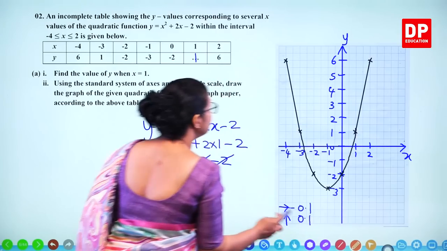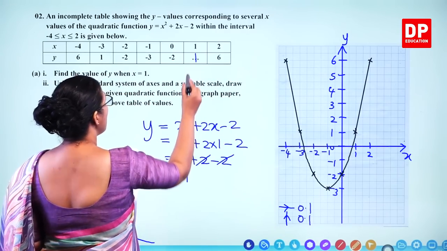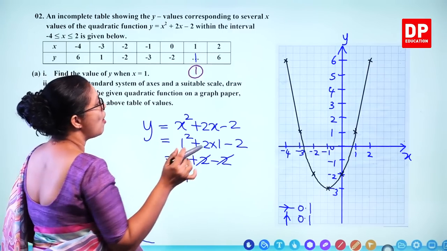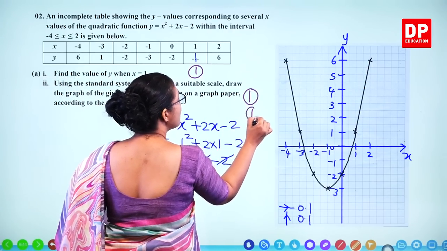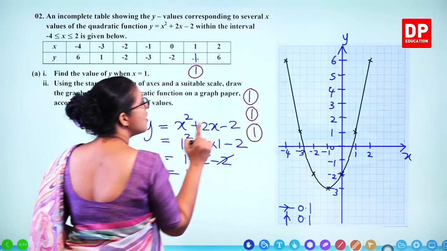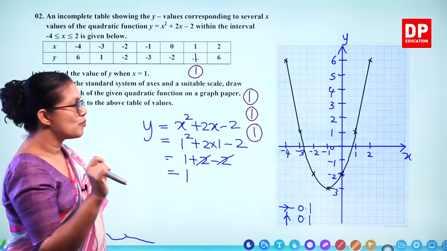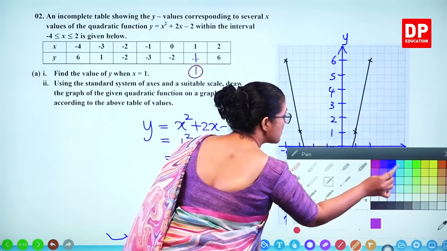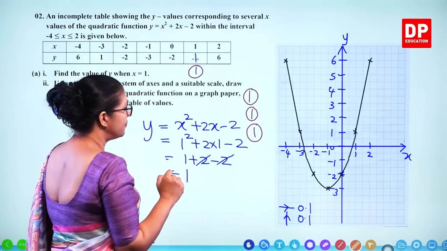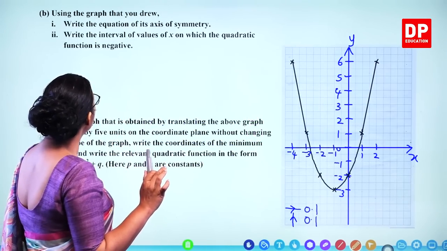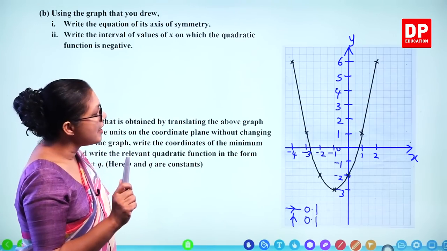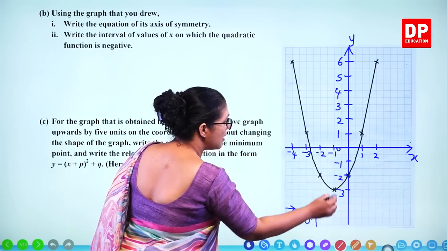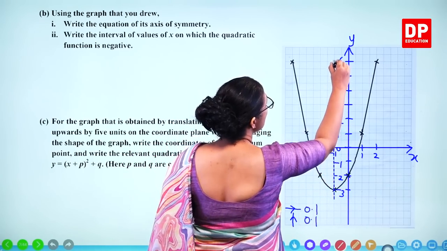Let's give marks. So you are getting 1 mark for finding this answer, and you already know 3 marks for the graph. 1 mark for the scale, 1 mark for marking the points, and 1 mark for connecting the points smoothly. So 3 marks there. Let's answer the questions using this graph. Using the graph that you drew, write the equation of its axis of symmetry. Axis of symmetry is the line passes through the turning point. So here, this is the axis of symmetry.